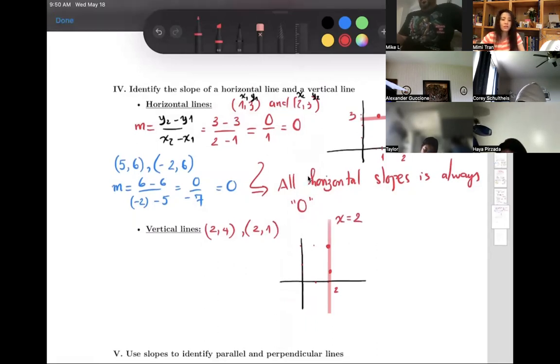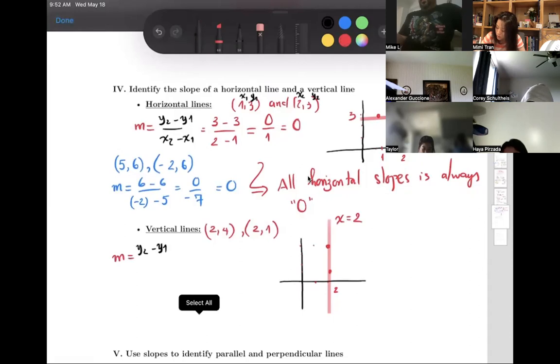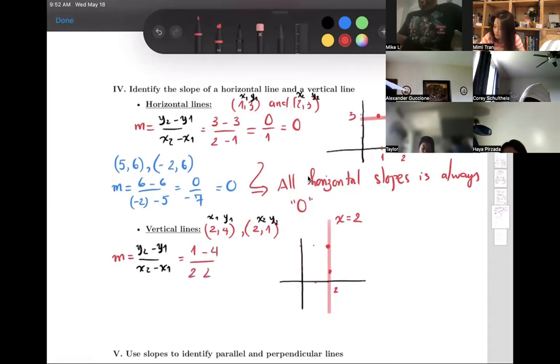So let's find the slope of this line. Again, use the definition m equals y2 minus y1 over x2 minus x1. I'm going to label because I always make mistakes. x2, y2. y2 is 1 minus y1 is 4, divided by x2 is 2 minus x1 is 2. 1 minus 4 is -3. 2 minus 2 is 0.